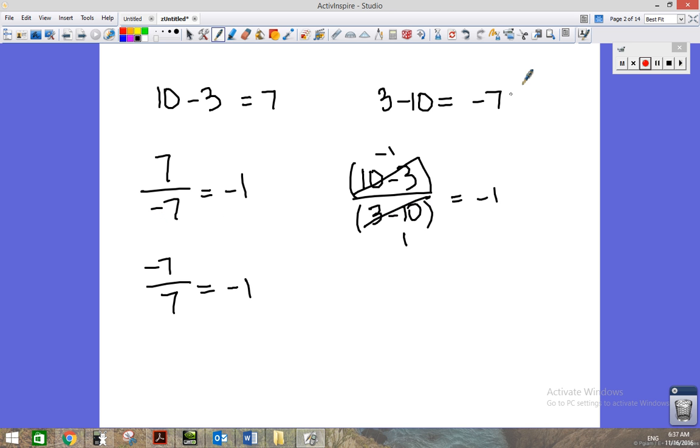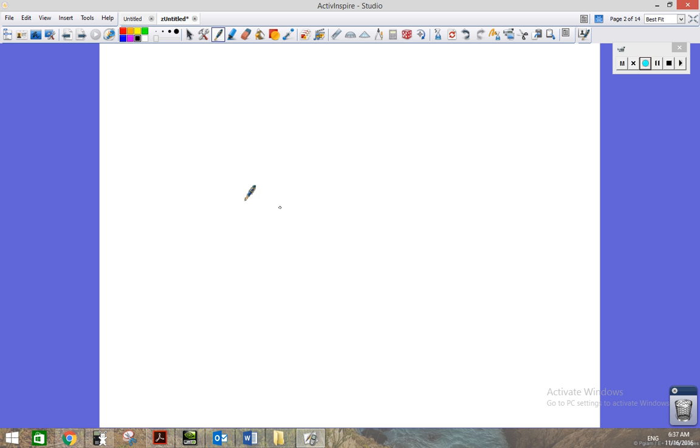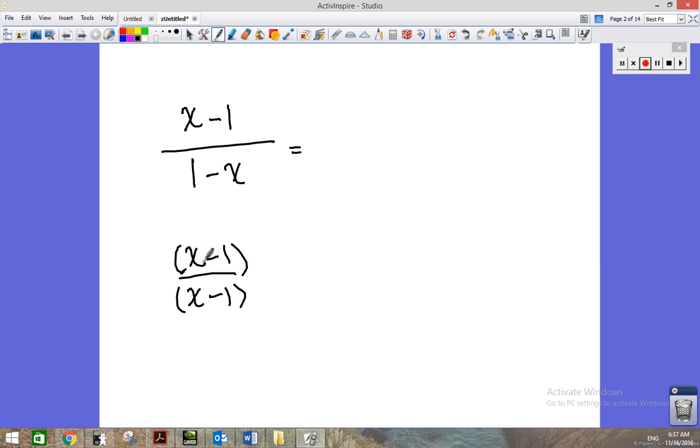So in algebra, when you have variables, sometimes you'll have 1 minus x, and then the order of the subtraction will change, and you'll have x minus 1. And we know that if it were x minus 1 over x minus 1, that these would cancel, and it's a positive 1. But here, we can quickly say, well, this is a negative 1.